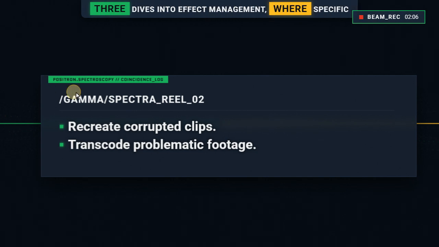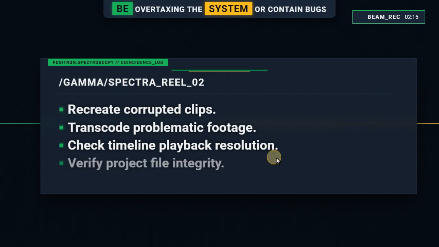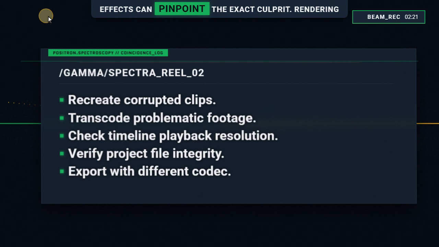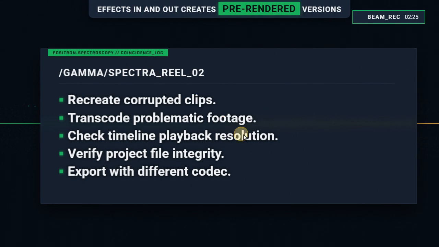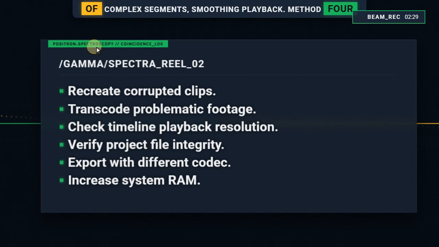Method 3 dives into effect management, where specific clip effects, particularly Lumetri color adjustments, might be overtaxing the system or contain bugs causing rendering artifacts. Disabling or resetting these effects can pinpoint the exact culprit. Rendering effects in and out creates pre-rendered versions of complex segments, smoothing playback.